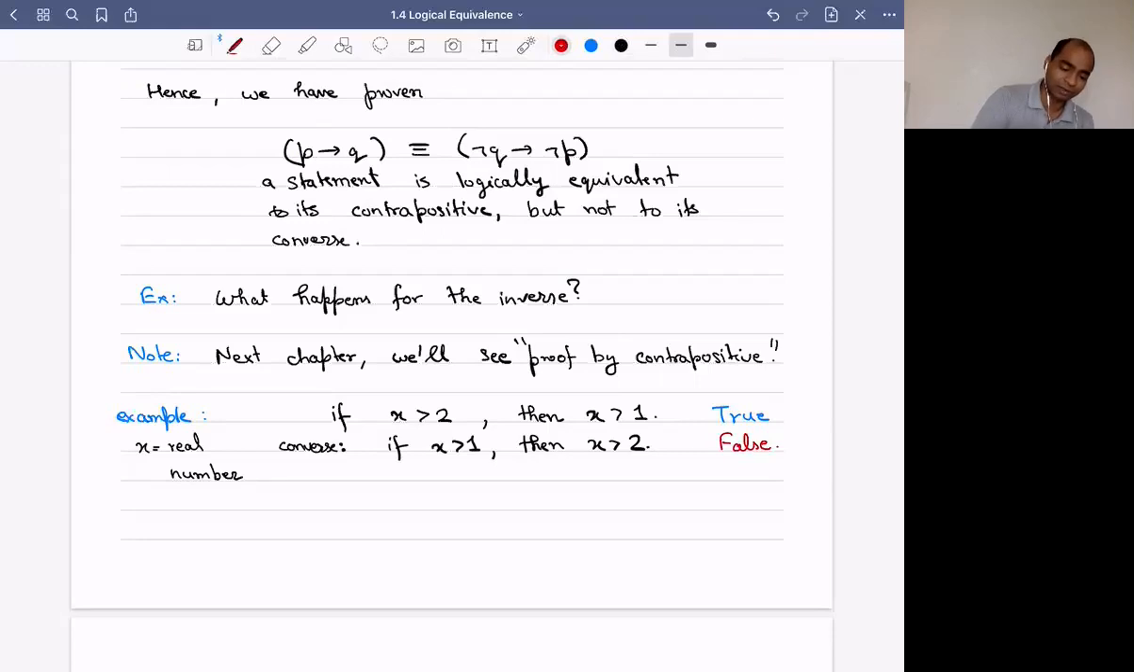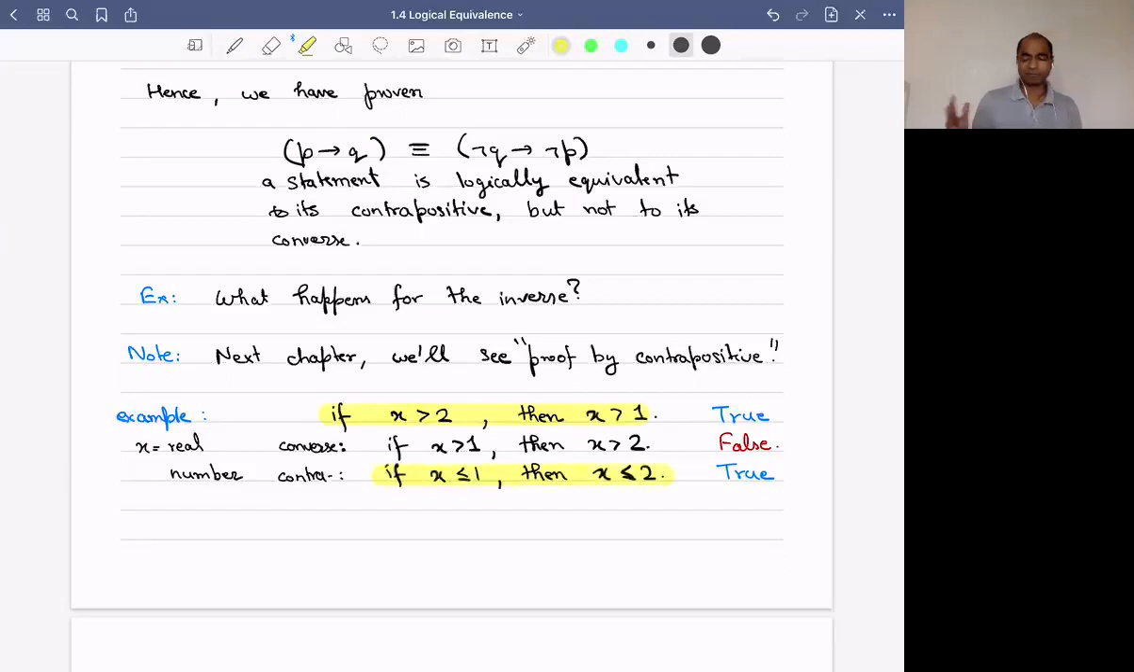On the other hand, if I were to make the contrapositive of this, then I have to flip and negate both the hypothesis and the conclusion. So I'll get: if x is less than or equal to 1, then x is less than or equal to 2. And if something is less than or equal to 1, then it is also less than or equal to 2, and hence this is true. So what we are actually saying is that these two statements, which look kind of different, are actually logically equivalent to each other. And yeah, so now we have our first theorems in logic.